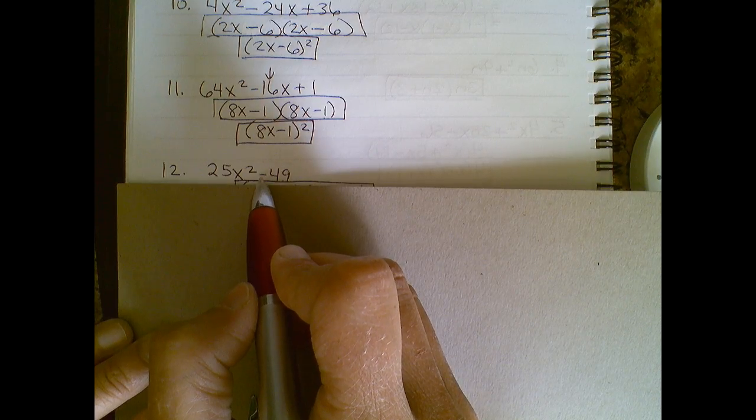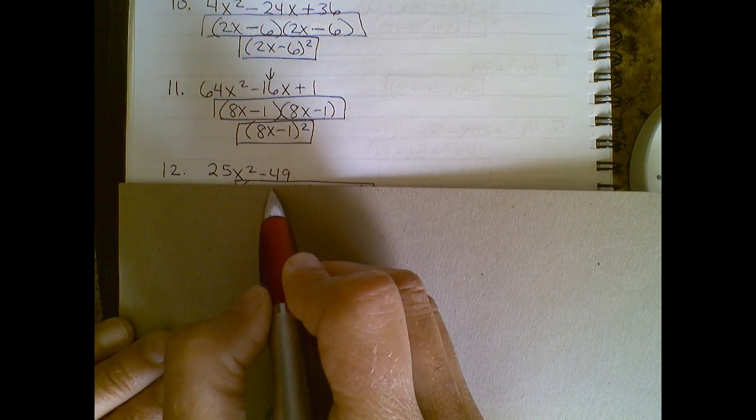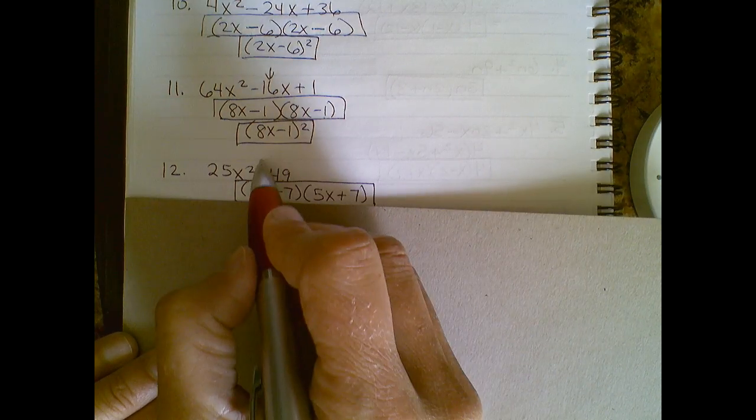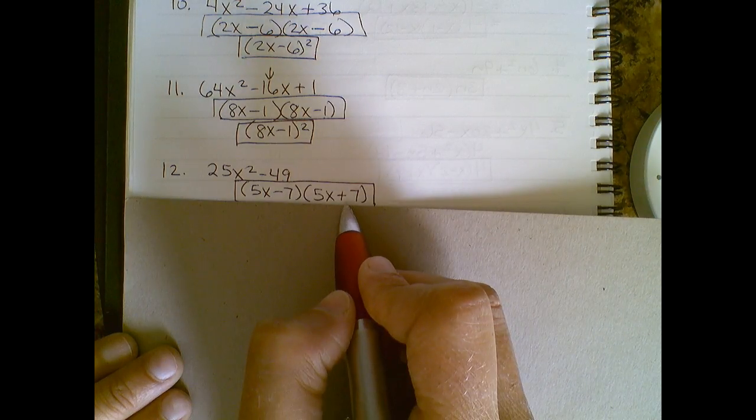So I'm going to do the exact same process. Square root of the first term is 5x, square root of my last term is 7, but to get no middle term, or for the middle term to cancel out, I'm going to have one of each, one positive, one negative.